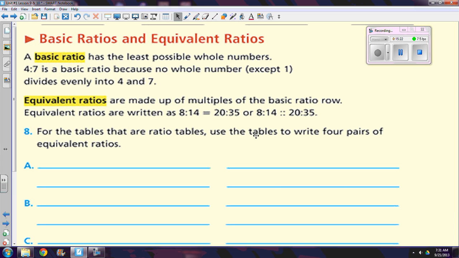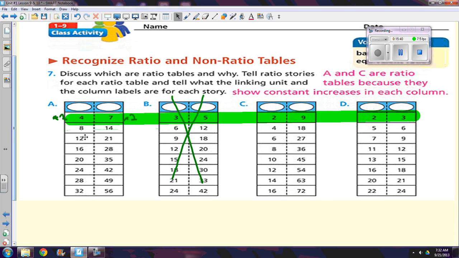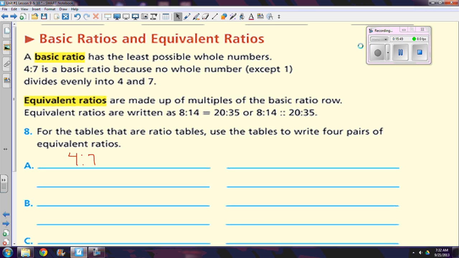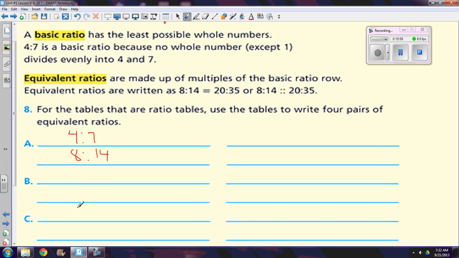For the tables that are ratio tables, use the tables to write 4 pairs of equivalent ratios. So on this one, all they really want you to do for number 8A is put 4 to 7. Okay? And then, jumping back to this page, next one, 8 to 14, and then also 12 to 21 are all equivalent. So 8 to 14 and 12 to 21. I guess I should have put that on the other line. 8 to 14 here. I think it was 12 to 21, I believe.